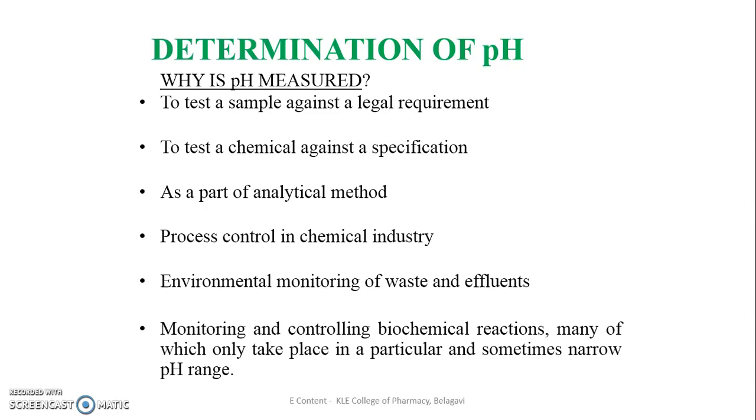So we test the chemical agents and their uses against the specification given by the particular industries or by the legal requirements. Then pH can be used as a part of analytical method development, as an analytical method tool. It is also used in process control in the chemical industry, to check how the process is going in a continuous manner, and how we can control the process of converting one molecule to another, or the internal process, or when we are making intermediate products. So it helps control the process of manufacturing in chemical manufacturing industries.